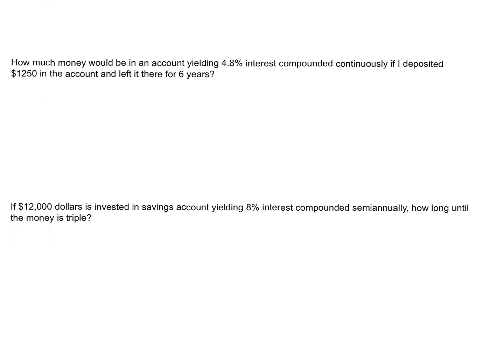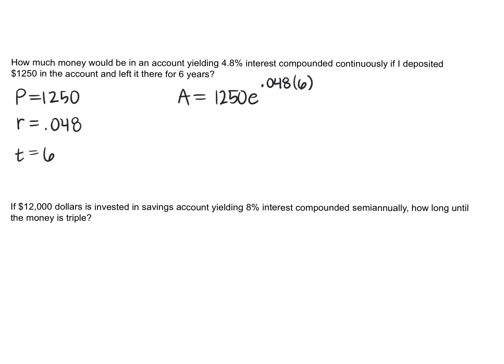Next, how much money would be in an account yielding 4.8% interest compounded continuously if I deposited $1,250 into the account and left it there for 6 years? So P is $1,250, R is 0.048, and then T is 6. So we have A equals $1,250 e, and then our exponent 0.048 times 6. That's going to give us an amount of $1,667.20.